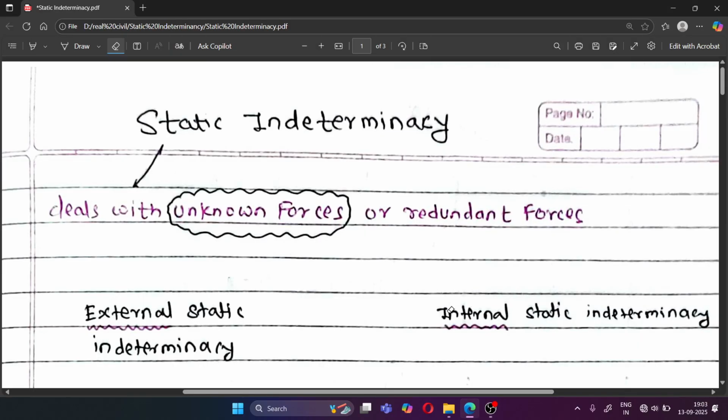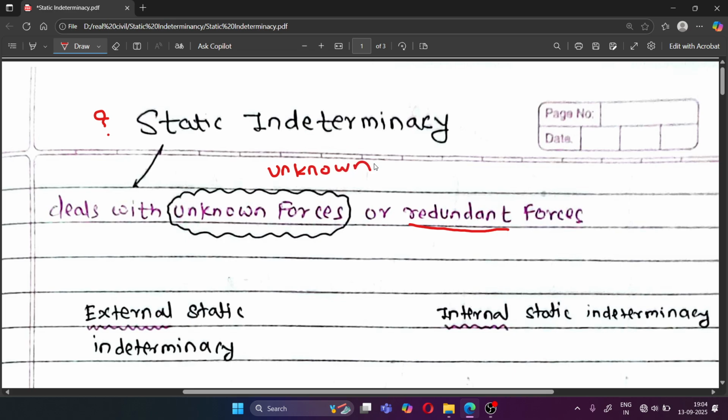In this video, I am going to discuss with you a very important topic from structural analysis, that is static indeterminacy. So, first of all, what is static indeterminacy? Basically, it deals with unknown forces, or we also call these redundant forces. Simply, it means how many unknown forces are there.